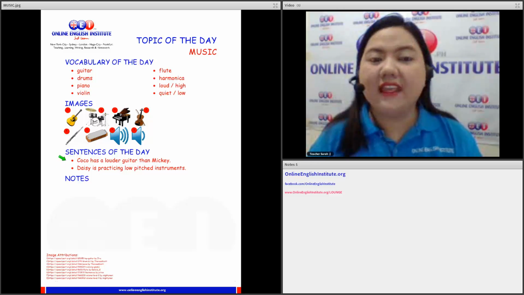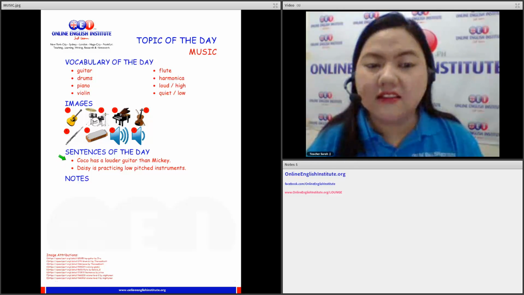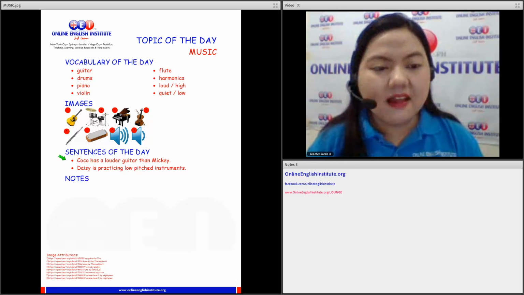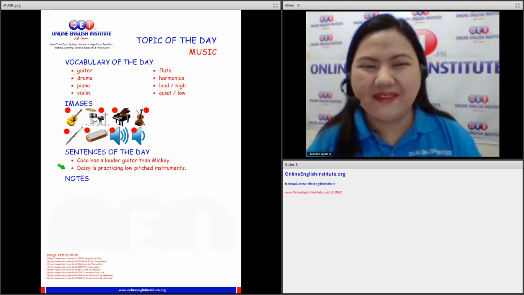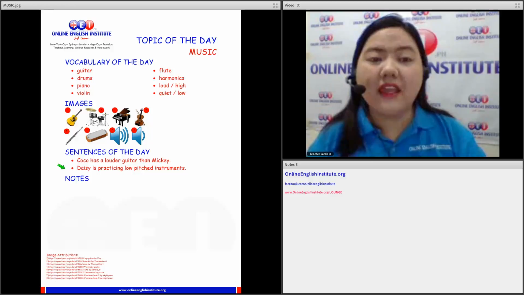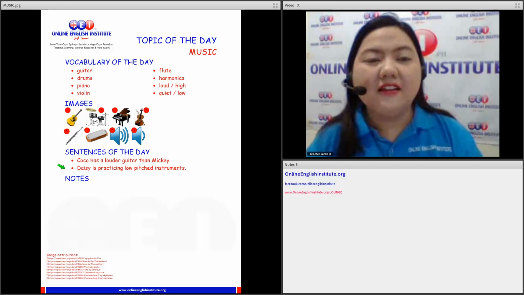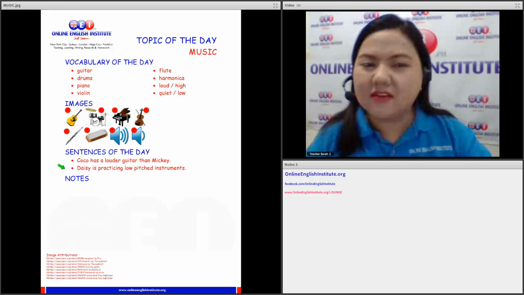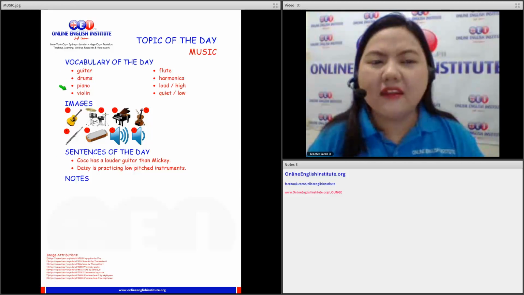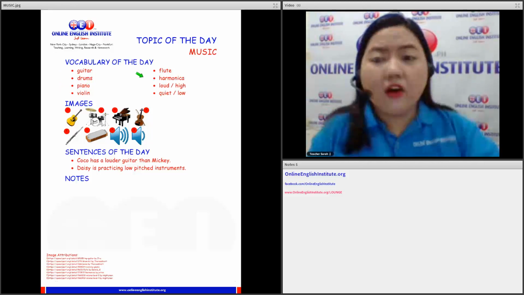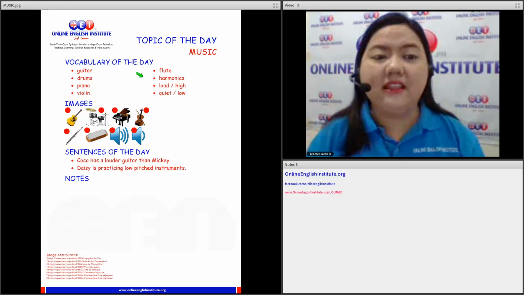Okay, so let's read again. Coco has a louder guitar than Mickey. Daisy is practicing low-pitched instruments. Okay, so from the vocabulary of the day, do you play any musical instruments here? Guitar, drums, piano, violin, flute, or harmonica, or anything which is not on the list?